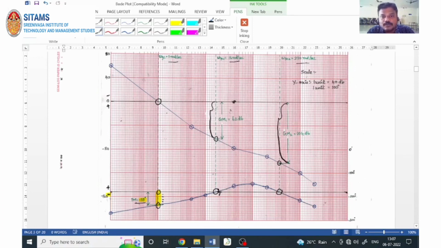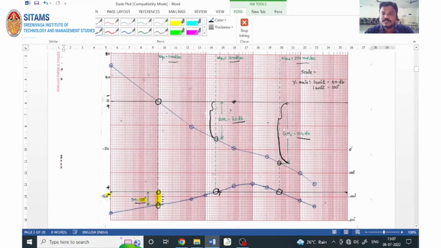Here I have 1 unit and some 6 to 7 lines are there. If I calculate the total number of lines, one line is equal to 4 dB. So 4 into that number of lines will give you the decibels. Similarly, here you have to count how many lines are present in this range, and that count into one line value will give you gain margin 2. So that is 104 dB, and gain margin 1 is 62 dB in our case. So this is the determination of gain crossover frequency, phase crossover frequency, gain margin and phase margin.